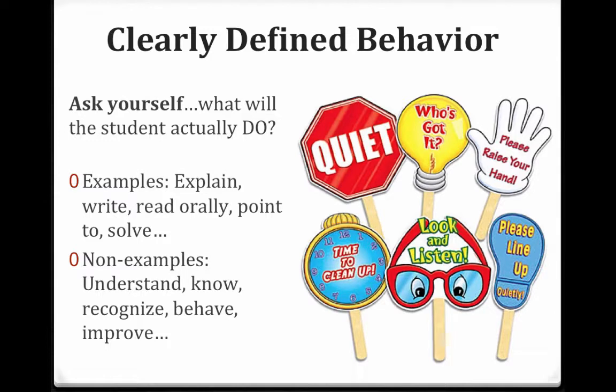Okay, again, remember, we want this to be, what does the student do? We want it to be measurable. We want it to be observable types of things. I think it's probably much easier for teachers to do this when they're thinking about academic skills, but it's a little bit more challenging when you're talking about functional skills.